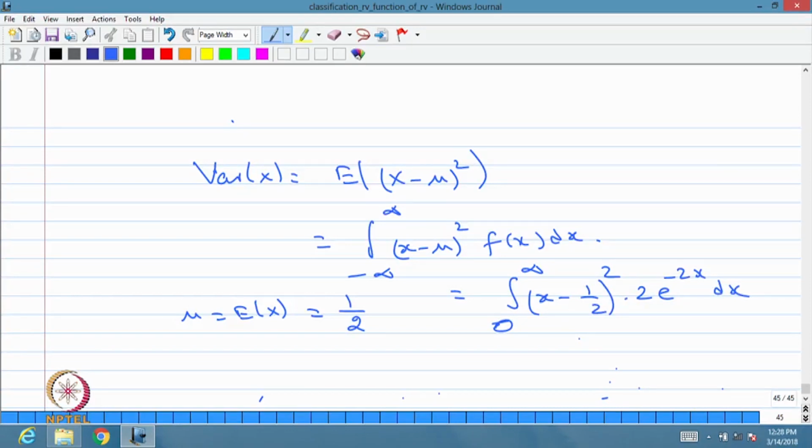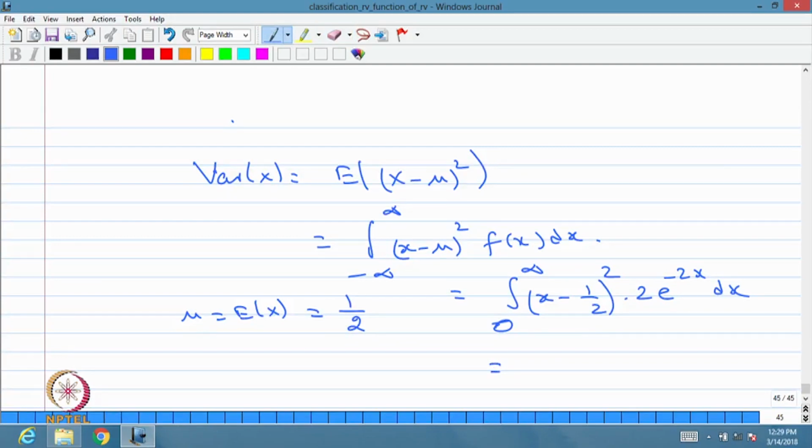We are not finding the distribution of (x minus mu) whole square and then finding the expectation. No, we are using the expectation of g of x, which I said in the remark. So, x minus 1 by 2 whole square times the probability density function, which is greater than 0 between 0 to infinity, therefore minus infinity to 0 vanishes. So, this is the same as 0 to infinity of this. If this quantity is going to be finite, then the existence is also taken care of, since x takes non-negative values.